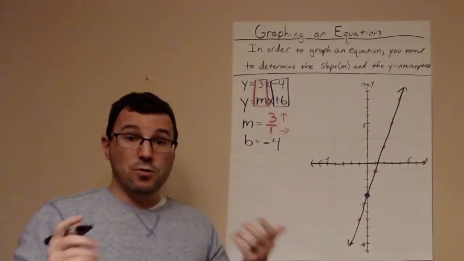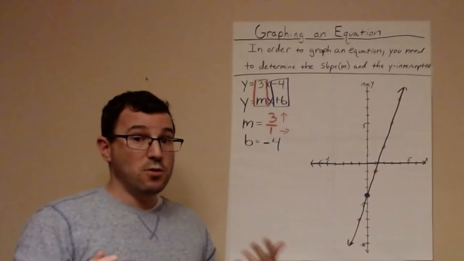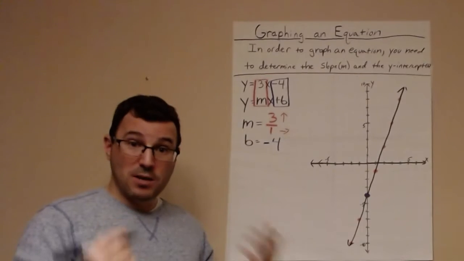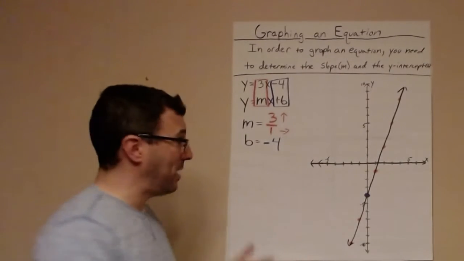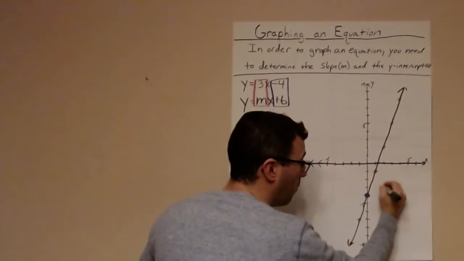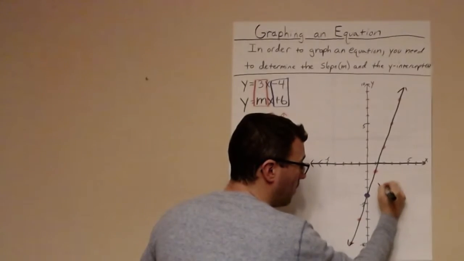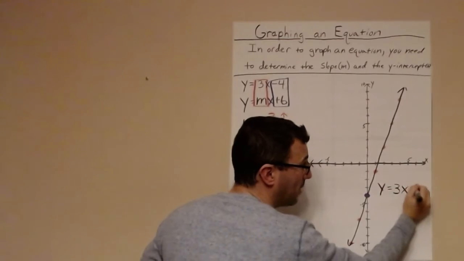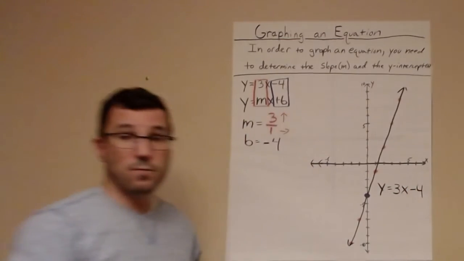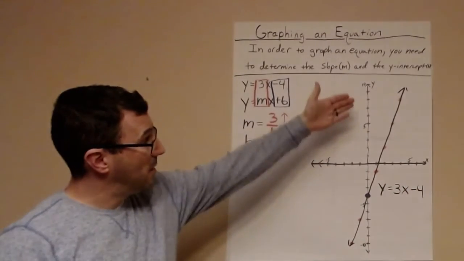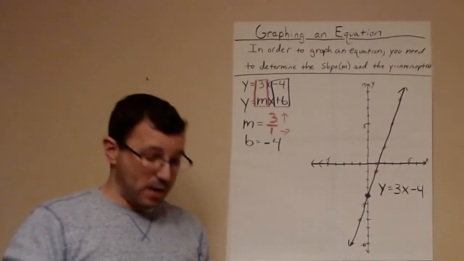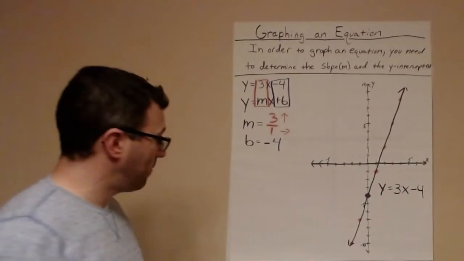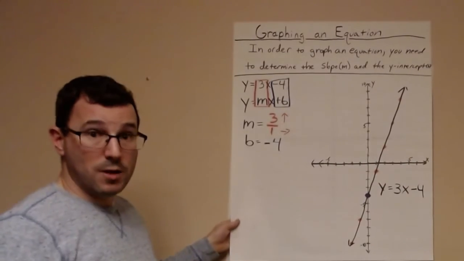Now, usually in high school, they then want you to write the equation somewhere near the line so they know this line represents this equation. So y equals 3x minus 4. This line represents the equation y equals 3x minus 4. Okay? There you go. There's one.